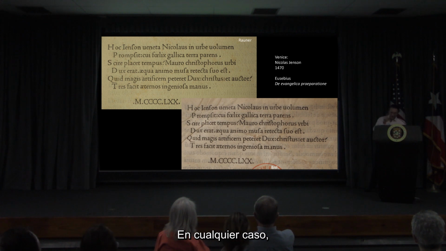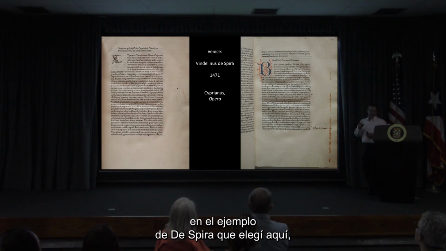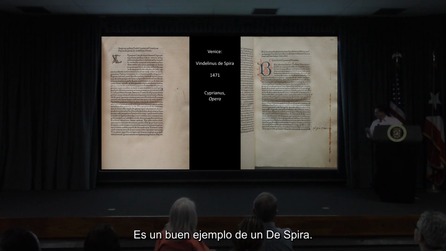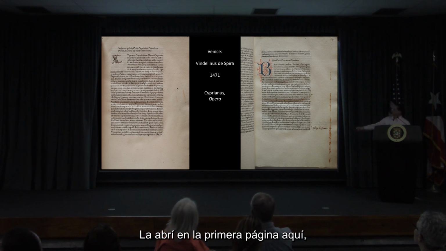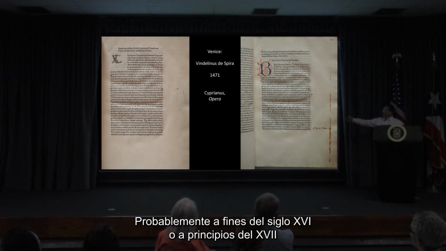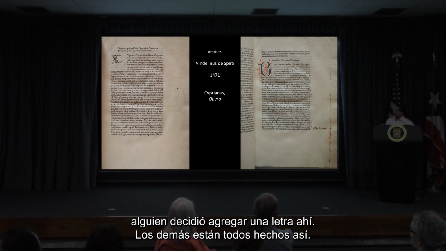But in any case, on to the example of the Spira that I've chosen here. This is a quote-unquote run-of-the-mill Spira, a good example, in fact. I open it on the first page here, in spite of the initial that was quote-unquote filled in. Somebody probably in the late 16th or early 17th century decided to add a letter there. The other ones are all done like this.